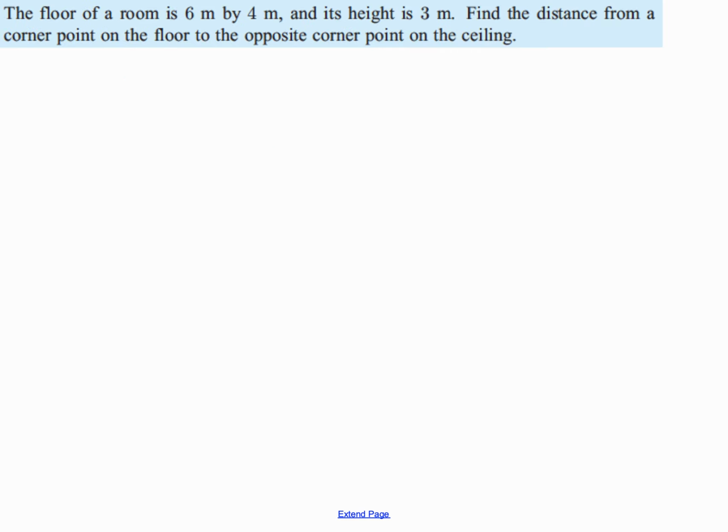All right, next one. The floor of a room is 6 meters by 4 meters and its height is 3 meters. Find the distance from a corner point on the floor to the opposite corner point on the ceiling. So we have to make an assumption here. We have to assume that the room is perfectly rectangular. If they don't tell you and it's obvious, you can go ahead and do that.